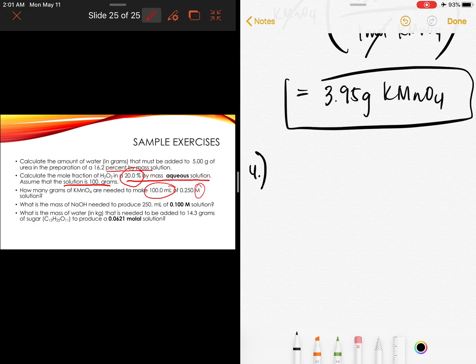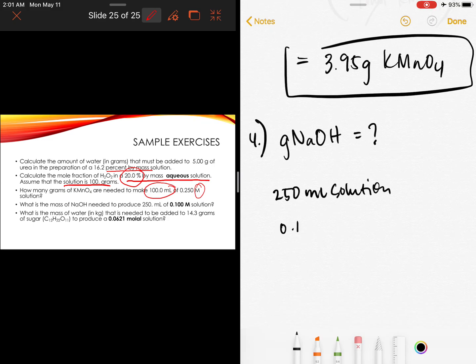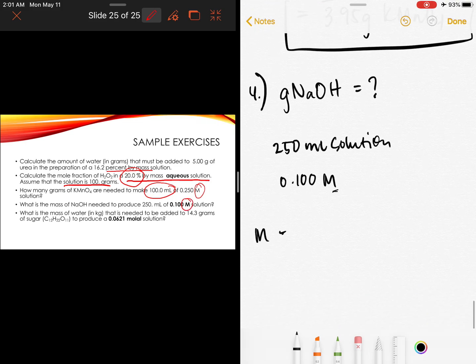So here you're asked for the mass of sodium hydroxide. What mass of sodium hydroxide do you need to produce 250 ml of 0.1 molar solution? This is the concentration of your solution, 0.1 molar. So again, molarity. The formula again is mole per liter, moles of solute over liters of solution.